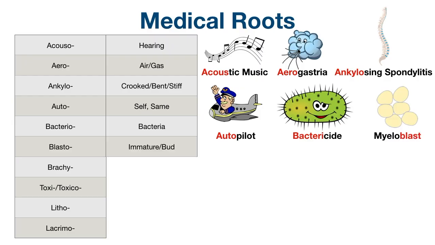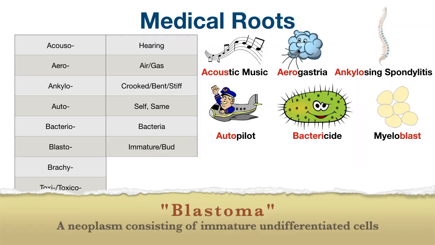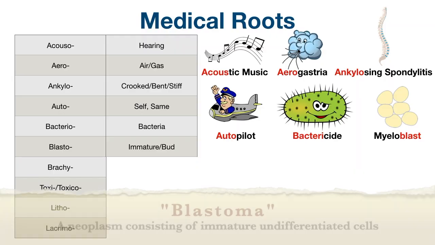Next we have blasto, which refers to immature or bud, and it might pertain to an immature cell such as a myeloblast, which is an immature white blood cell that forms in the bone marrow. Or another example is blastoma, which is a type of cancer caused by malignancies in precursor immature cells.